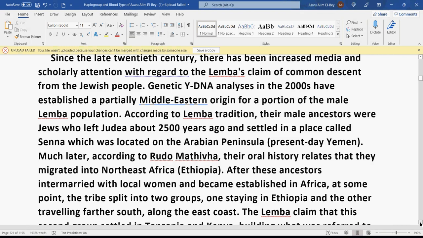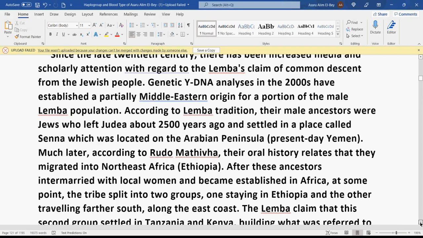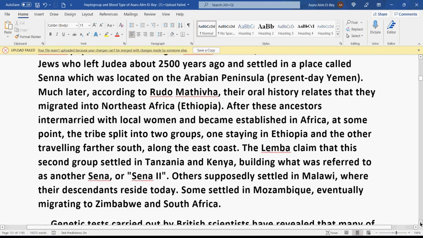After these ancestors intermarried with local women and became established in Africa, at some point the tribe split into two groups, one staying in Ethiopia, which of course is the Falasha Hebrews, and the other traveling further south along the east coast. The Lemba claim that this second group settled in Tanzania and Kenya. Now they're known as the Meru people, M-E-R-U. What is the original application of the name of Morocco? It's Meru.